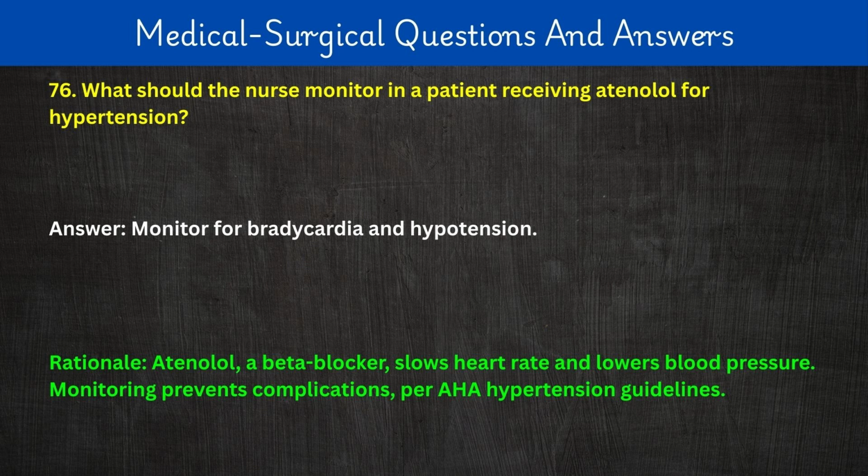76. What should the nurse monitor in a patient receiving atenolol for hypertension? Answer: monitor for bradycardia and hypotension. Rationale: atenolol, a beta blocker, slows heart rate and lowers blood pressure. Monitoring prevents complications, per AHA hypertension guidelines.